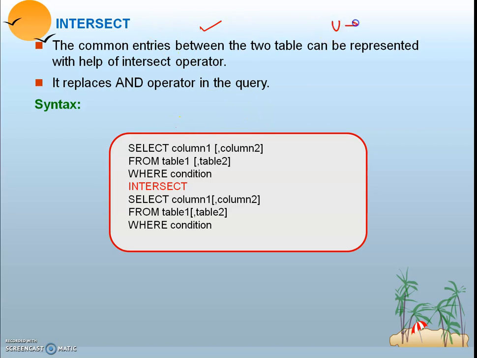So union operator is OR. Now the intersection operator deals with AND. So if you have the AND keyword in your question, then you have to go for the intersection operator. So that's what it says: the common entries between the two tables can be represented using the intersection operator. That's very simple logic, right? When I use AND, the data should be present in the first query and also should satisfy the second query. Okay, so now the syntax is the same as the union operator. The only thing is you have to replace union with intersect.